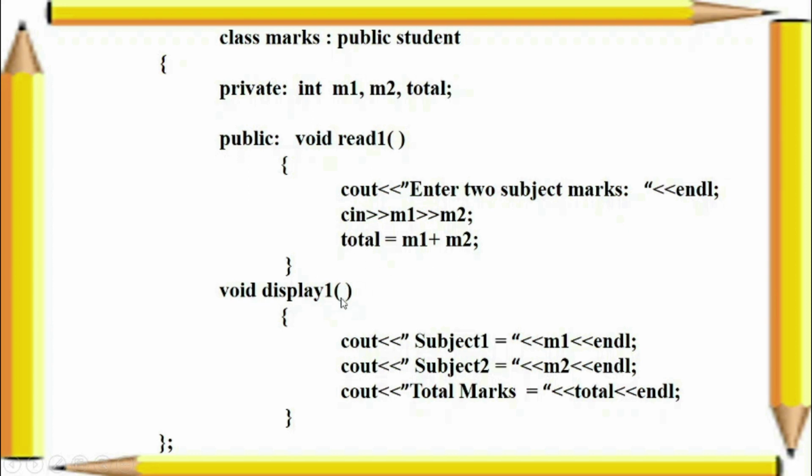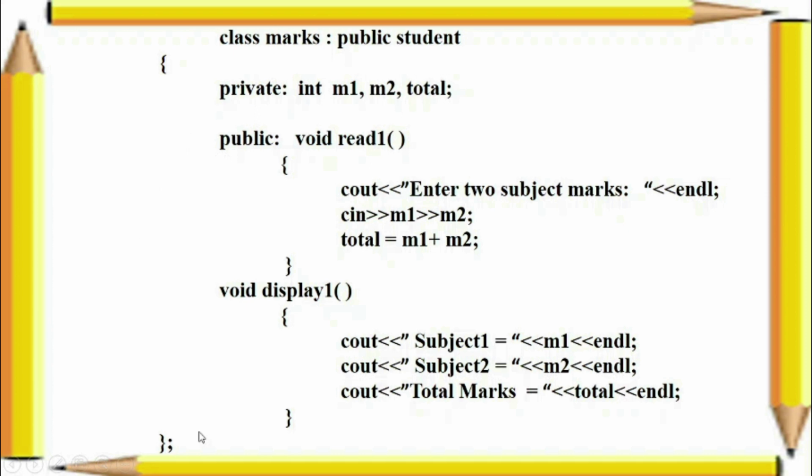void display1. Instead of display, here we are writing void display1. Using this member function, we are displaying subject1 equal to m1, that is, the marks will be displayed here. Subject2 equal to m2, the marks will be displayed here. Then total marks equal to total. So these three data will be displayed in this display function. Then close the flower bracket and semicolon. This is how the derived class definition will be closed.